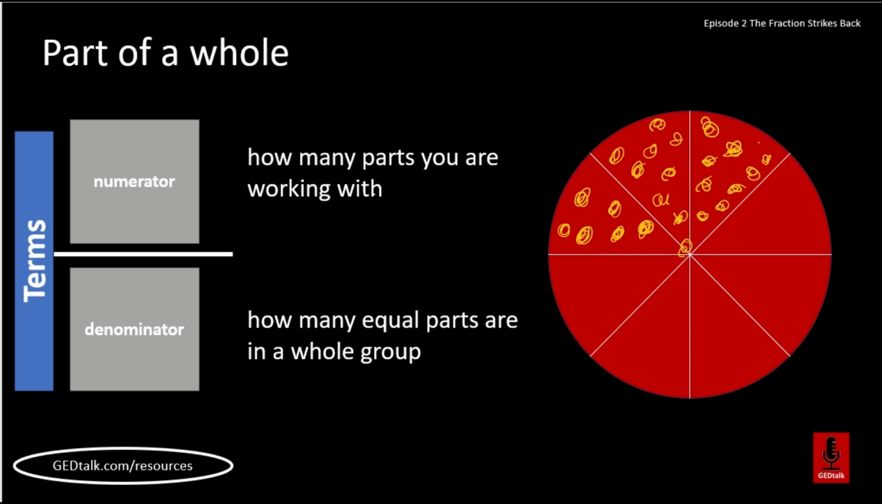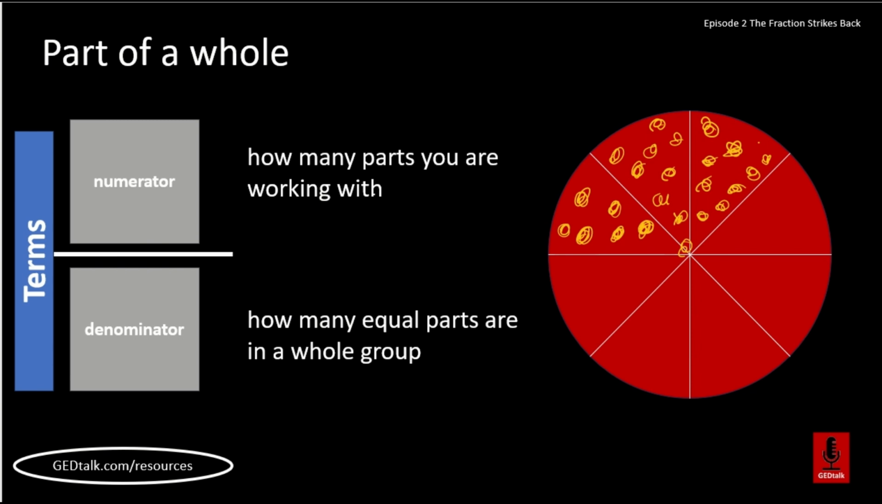As you can see on the screen, we have the setup of the good old fraction, the type that you would see. There would be a number on the top, and then there would be a line, and then there would be another number. So we just want to go ahead and name the numbers that you'll see on top and on bottom. The top number is considered the numerator, and the numerator is how many parts you're working with. Versus looking down at the bottom, we see the denominator. The denominator is how many equal parts are in a whole group. And so both numerator and denominator are called the terms of a fraction.